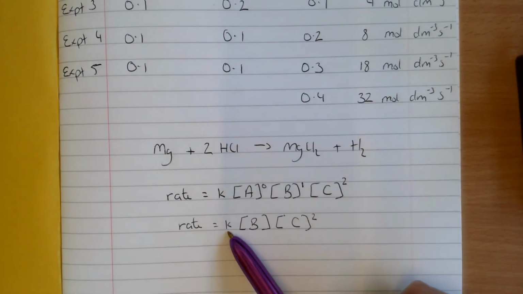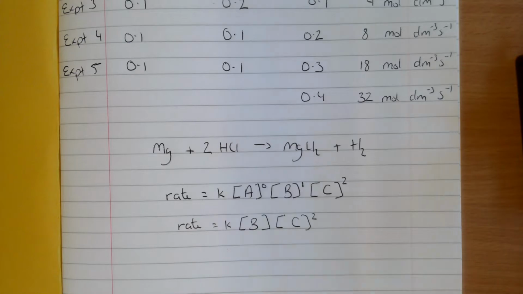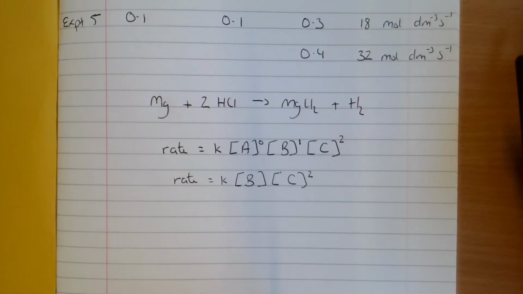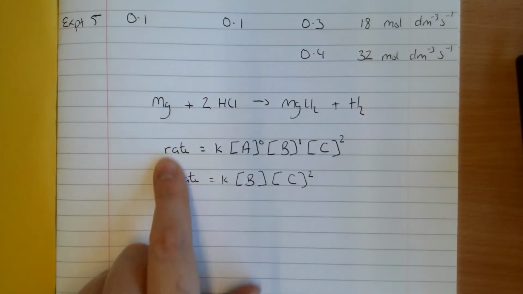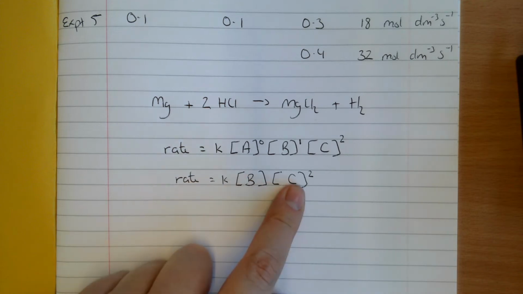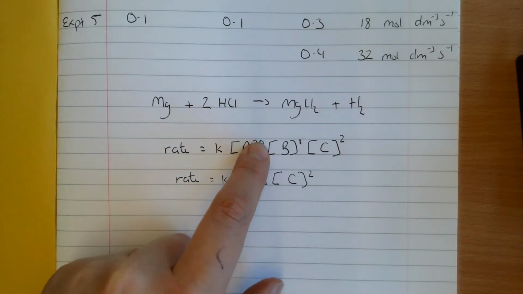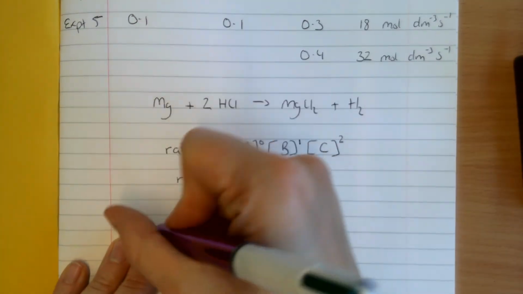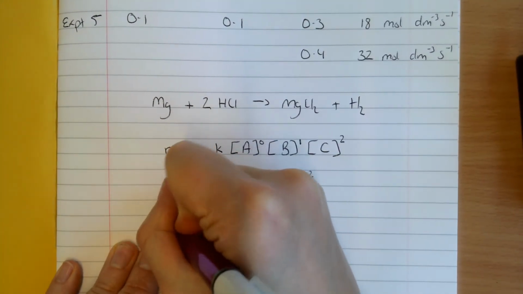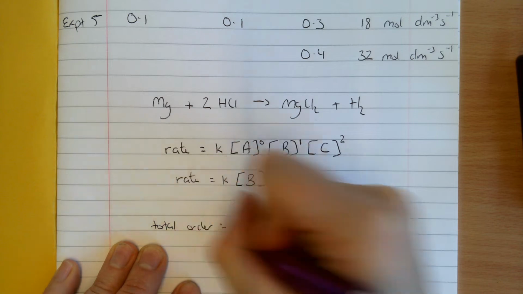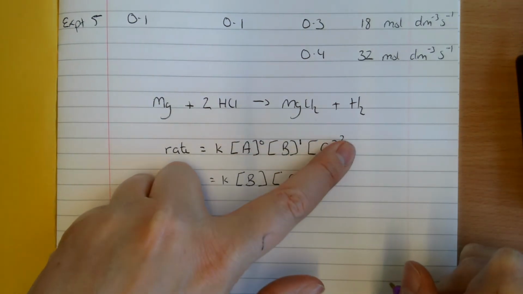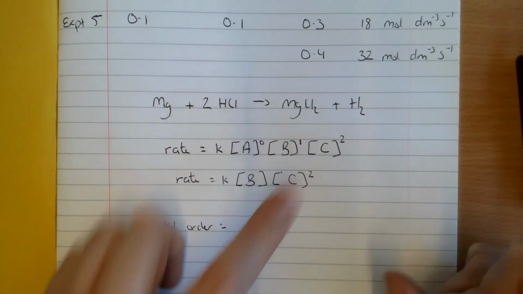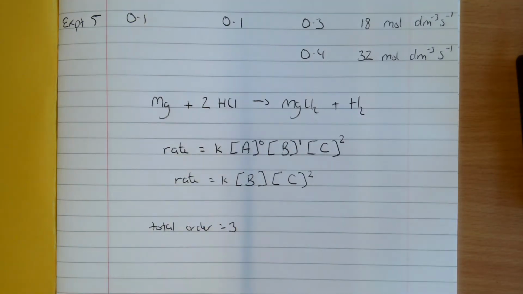Now this here, k, is a rate constant. I'm going to come back to k in a separate video, and I'll talk about k in more detail. But for now, this is my rate equation, and I'm able to write it because I've worked out the order with respect to A, B, and C. The other thing you can be asked is they can ask you what the total order is. And for that, you just add up the individual orders. So I've got 0 plus 1 plus 2. The total order is 3.